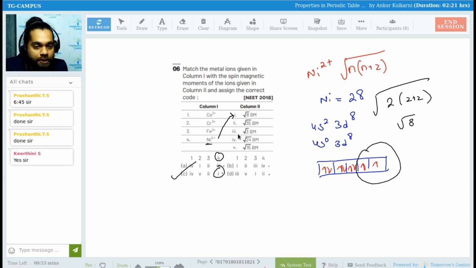Maximum chance of this question to come, sir. Sir, how does that root 2 plus 2 work, can you explain again, sir? That is the formula, Anthony.